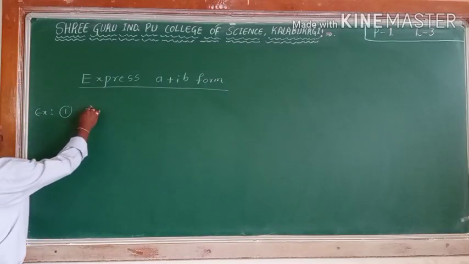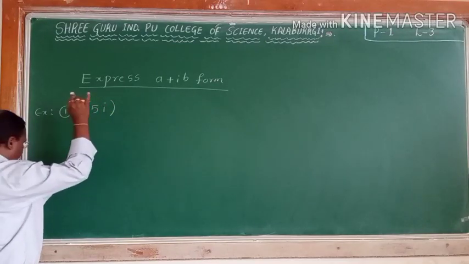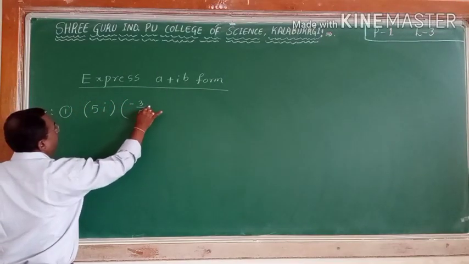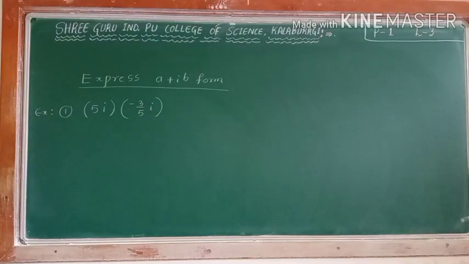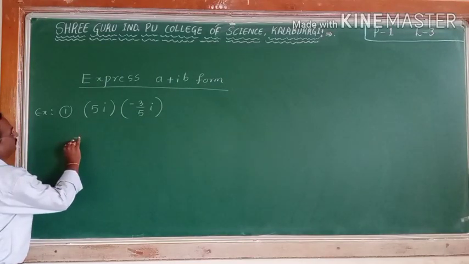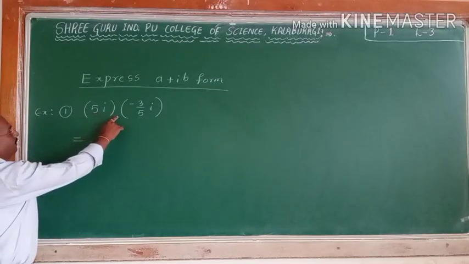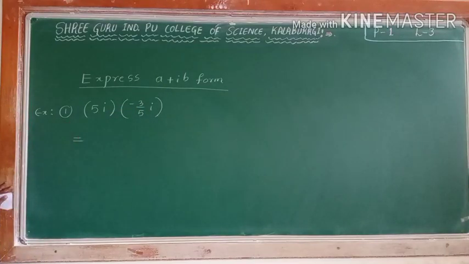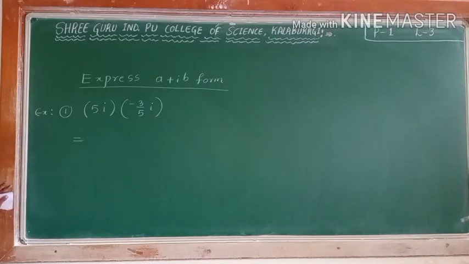Example number 1: 5i into minus 3 by 5 times i. Express in a plus ib form. Solve this one. Here 5i into minus 3 by 5 times i. It is a product of two complex numbers. Simplify this one.